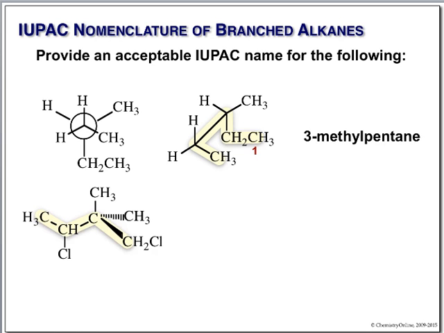Where is carbon number 1? Well, it's going to be here, so we have a 1-chloro, right? That'll be our lowest number. We still have 1, 2, 3, 4 carbons, so it's a butane. We have a chlorine on carbon 1 and carbon 3, and we have 2 methyl groups on carbon 2. This would be 1,3-dichloro-2,2-dimethylbutane.